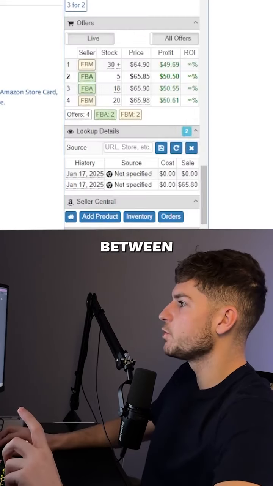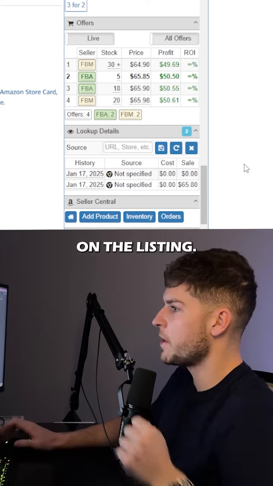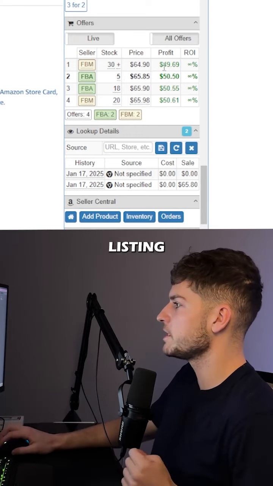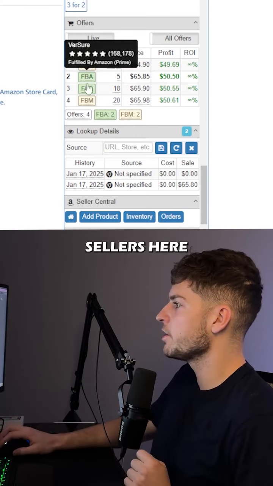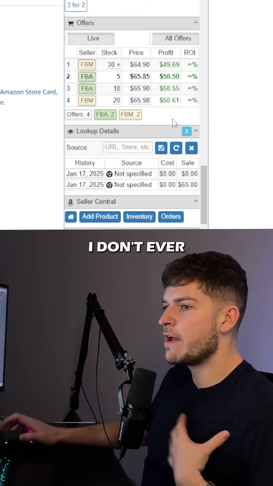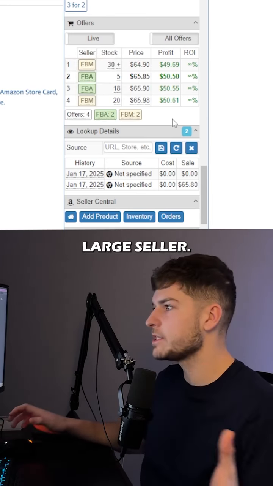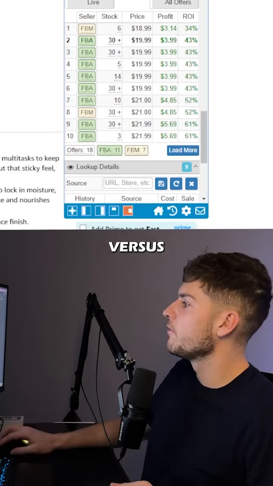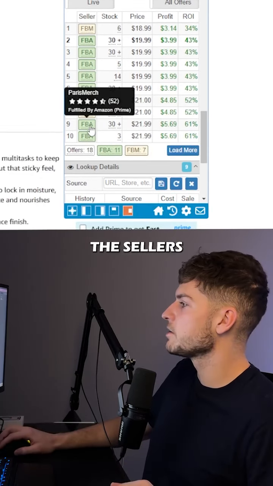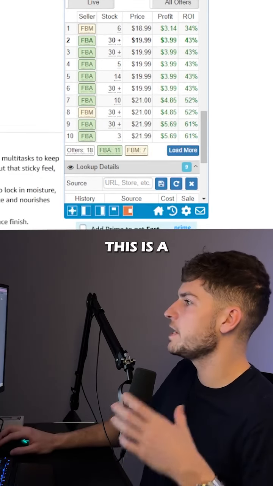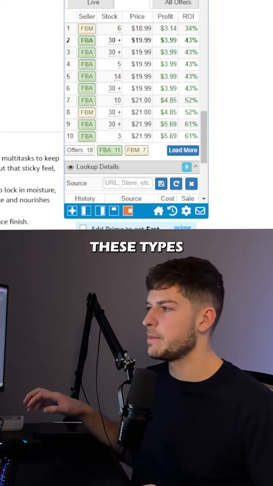Now, another key difference between these two is actually the types of sellers on the listing. We can see this is the wholesale listing with the 4 offers. All of these sellers here are massive sellers. I don't ever like to compete against really large sellers. That's typically one of my red flags. Versus the other listing, we can see the sellers on here are much smaller. Again, this is a good sign. I want to look into these types of products.